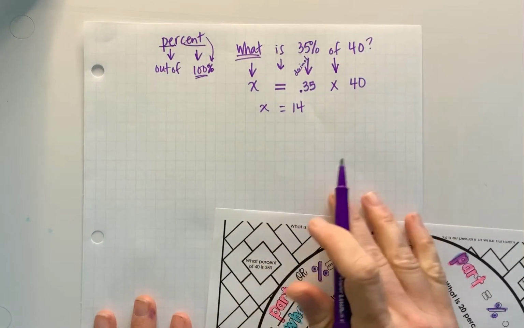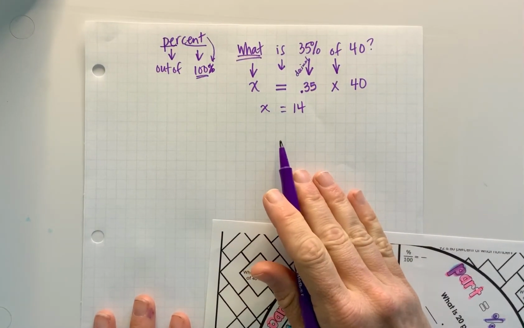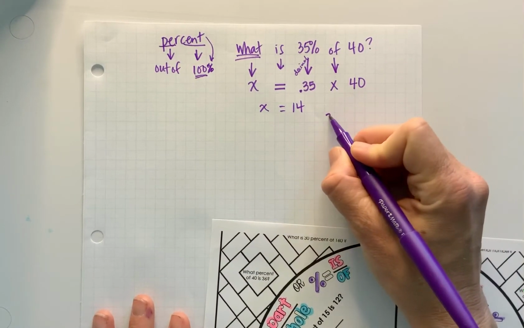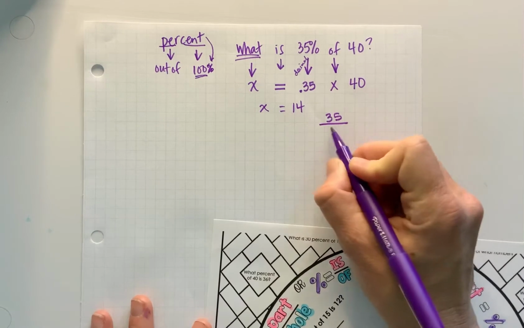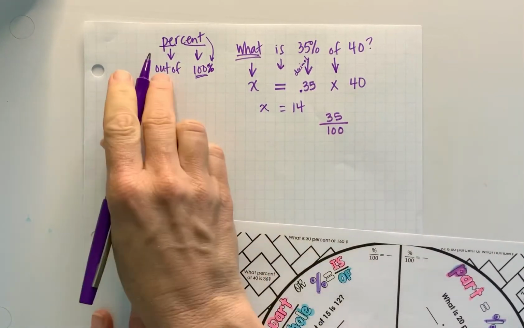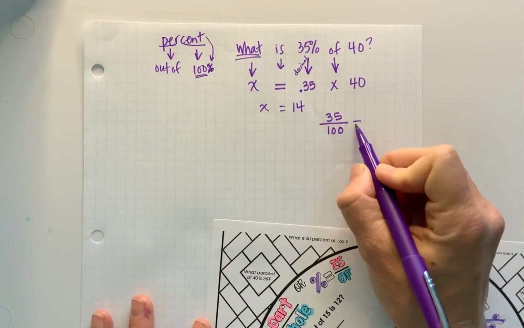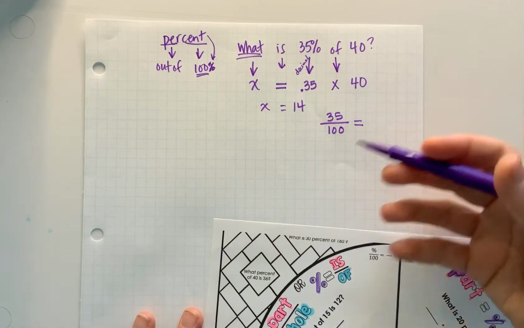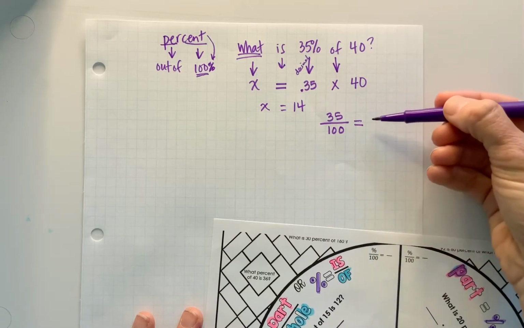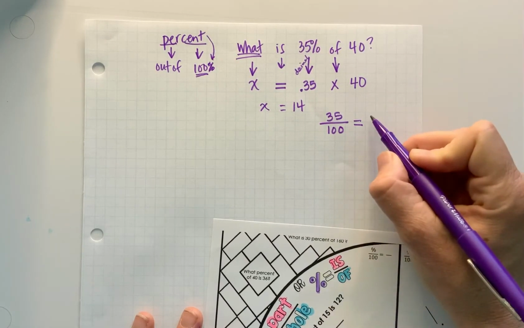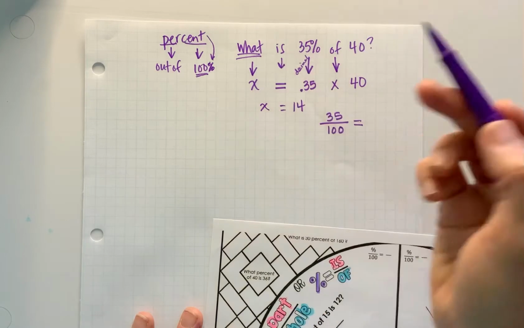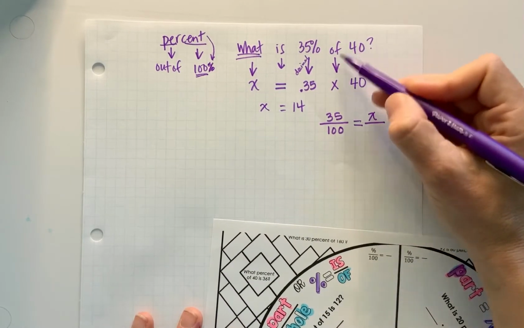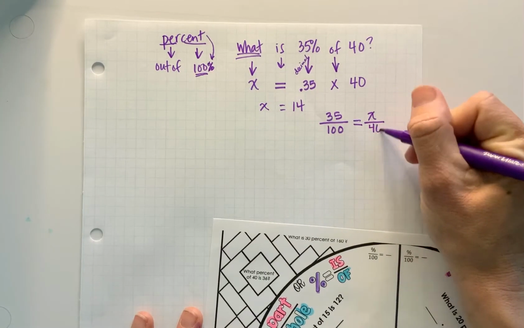I can also solve this problem by setting it up as a proportion. So I'm going to set on one side of my proportion the percentage. So 35 is my percent, and that's out of 100, because percent means out of 100. And I'm going to set that equal to, and I'm going to recall a formula where I remember the is going to be above. So what is, that's the unknown, so x over the of. What is my of, or my whole? That's 40. So I put that below.